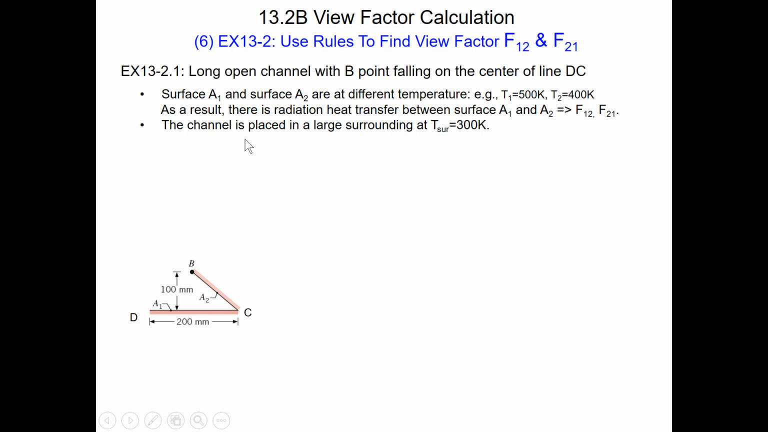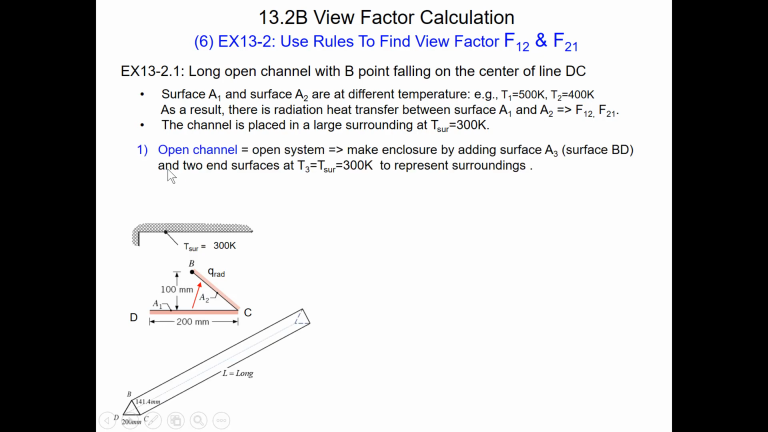You may learn to add the implication, which is that surface 1 and surface 2 are at different temperatures, T1 and T2. As a result, there's radiation heat transfer between these two surfaces. That's the reason we're interested in finding the view factors. Typically, the system is placed in a large surrounding at room temperature.